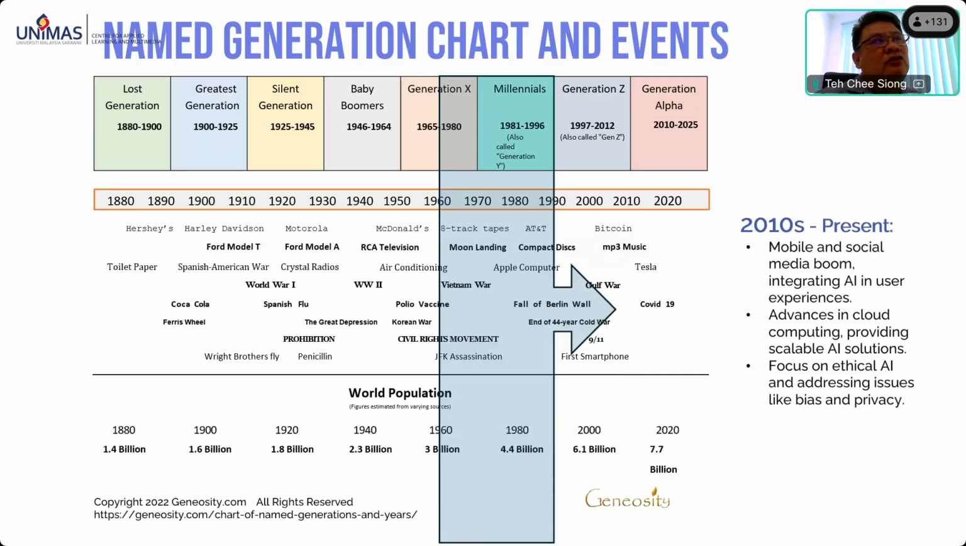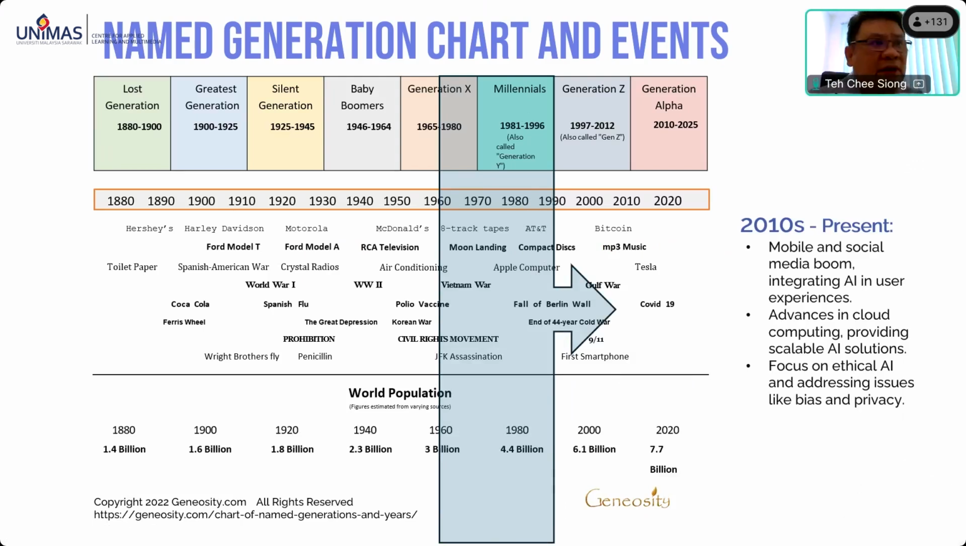I just want you to look at this generation chart, which is a very famous generation chart. I want to draw your attention to my time, let's say the 1980s. We have the Apple computer and the compact disc. This is when I first joined Unimaster. We had a computer with a CD, and we were very happy.